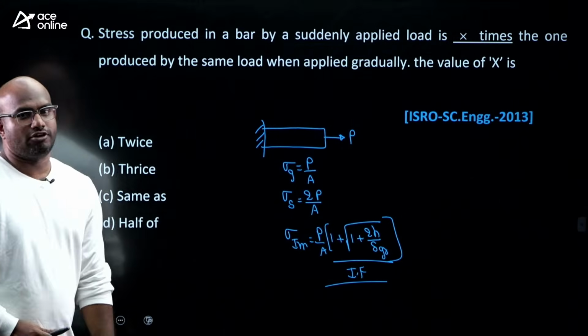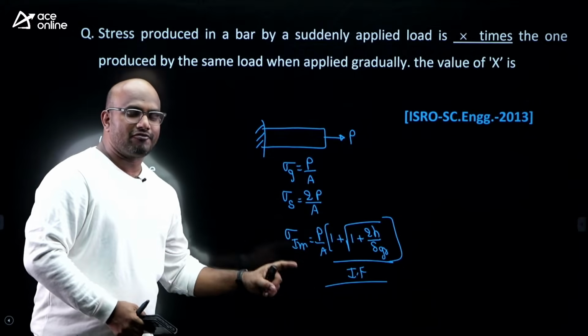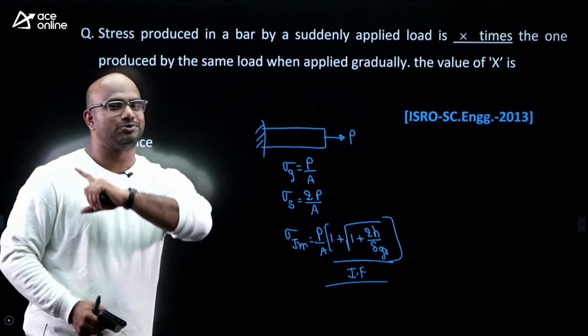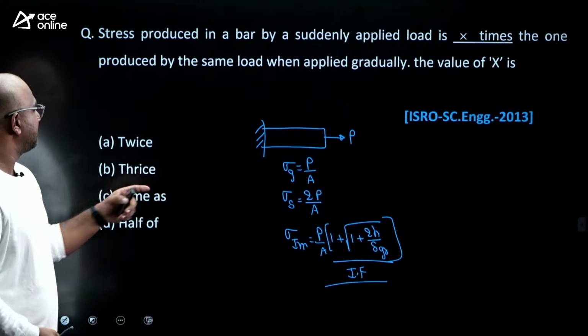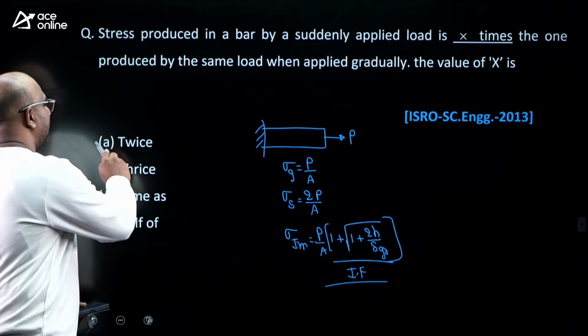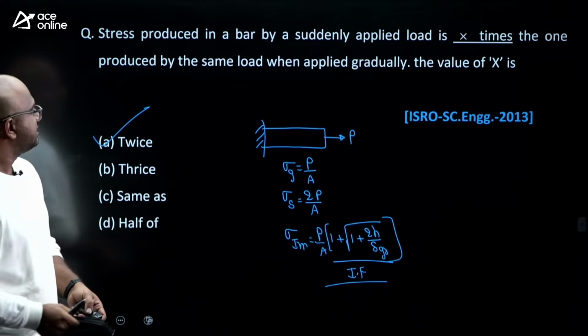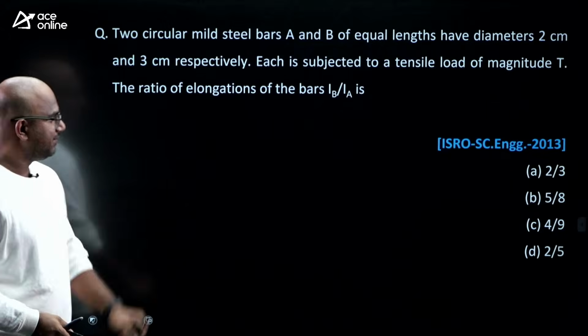You should remember this formula, guys. How we got this formula, we clearly discussed in the classroom. Please go through our class notes, guys. So the right answer here is twice. Twice is coming due to sudden loading. Next, please go through it.